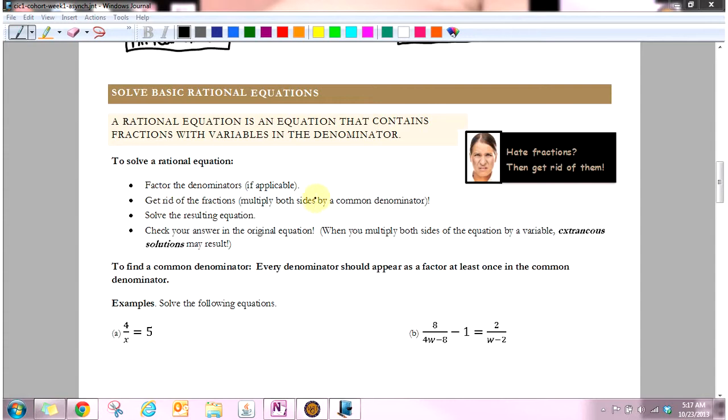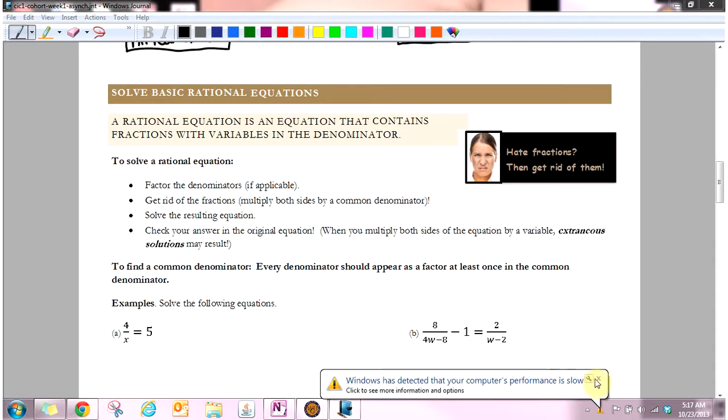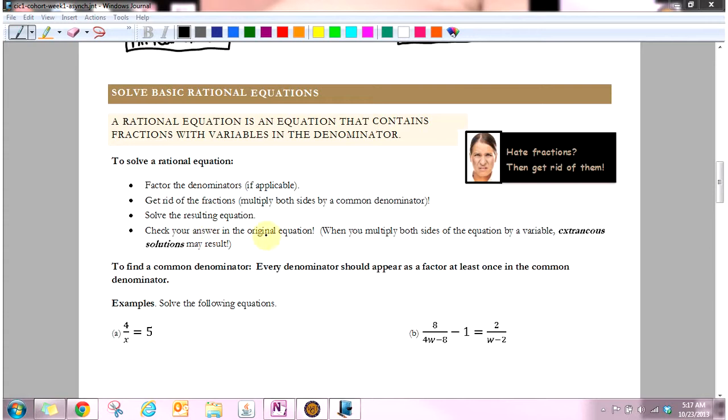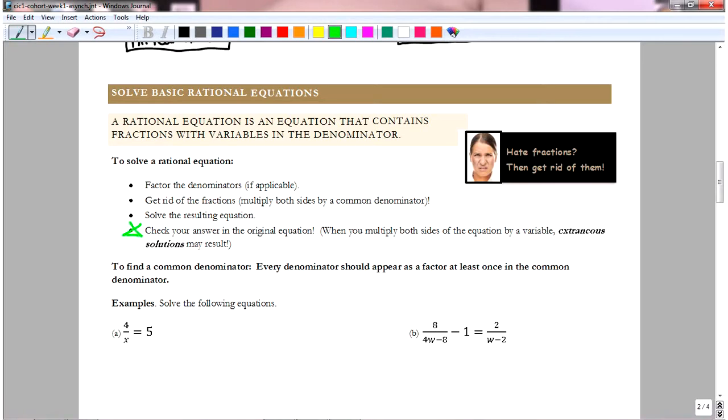Okay, so once you multiply both sides by the common denominator, that makes your fractions cancel out and you need to solve the resulting equation. Now this part is different from linear equations. We want to check our answer in the original equation once you come out with one, because when you multiply both sides of an equation by a variable, extraneous solutions may result. That means you may come up with the final answer, but it won't work when you plug it back into the original. So checking your work is key. You don't want to skip that step with rational equations.